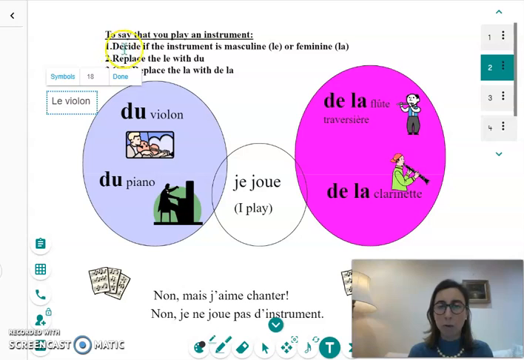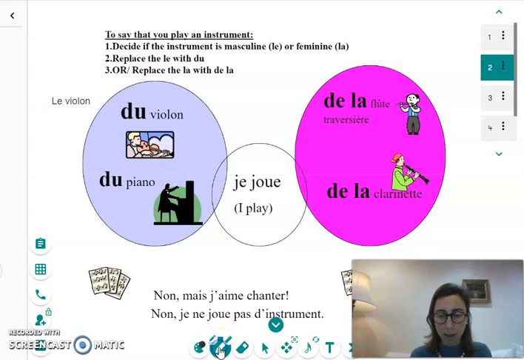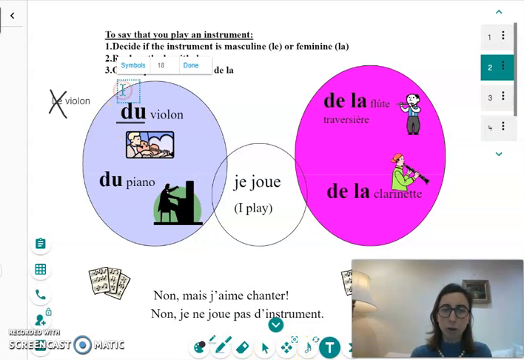So the rule here is you need to decide if the instrument is masculine or feminine, and you need to replace the le with du. So we're going to take my pen here, we're going to cross out the le, and we're going to use du. Du means some of, and it sounds very strange in English to say I play some of, but that's the way the French people say it, and actually it makes a lot of sense. You play some of that particular instrument. So for this phrase we can say je joue du violon.